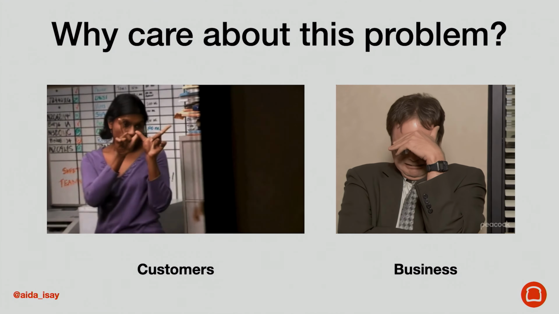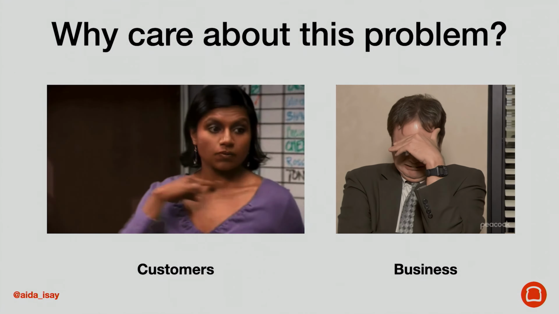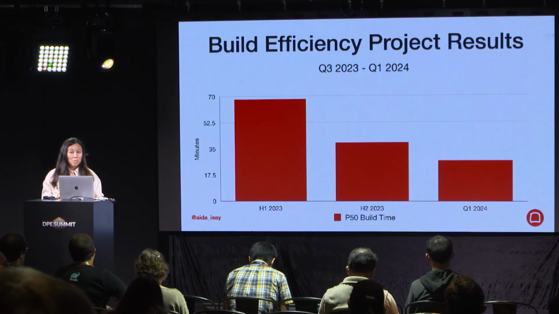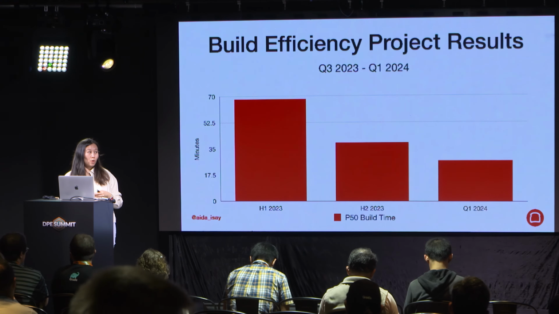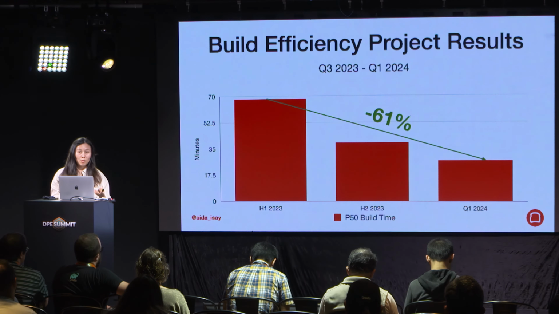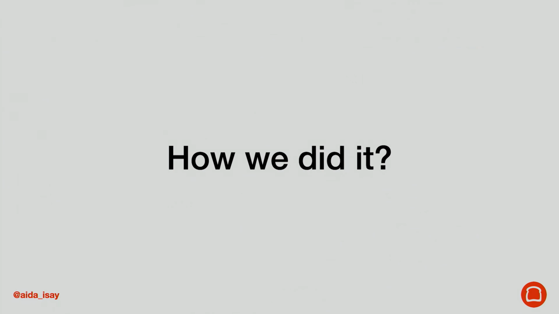So in the second half of 2023, we embarked on a journey of reducing build times in our POS builds. The project, as you see based on the graphs, was successful. We were able to bring down build times from an average of 68 minutes in early 2023 to 27 minutes in the first quarter of 2024. So we're looking at a 61% improvement in build times. And how did we do it?